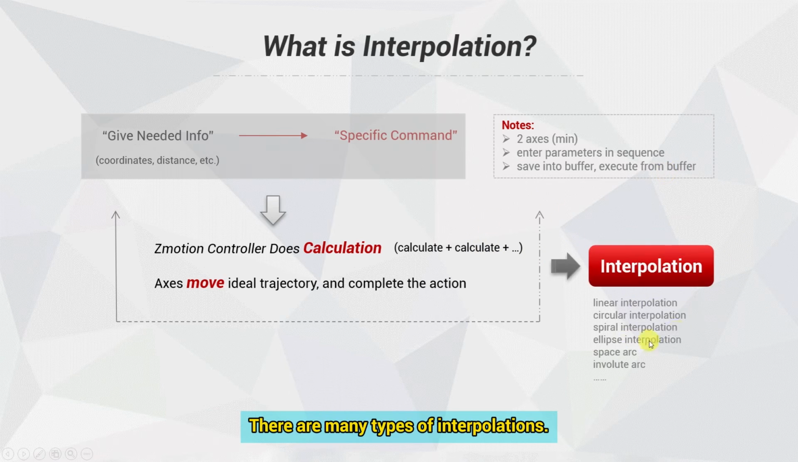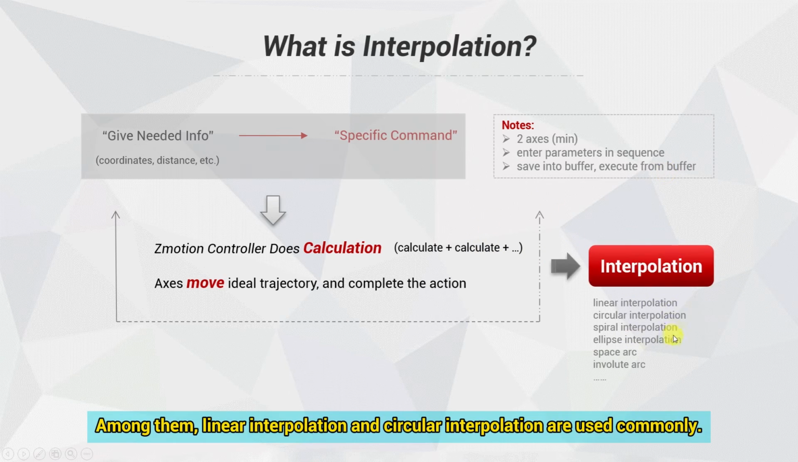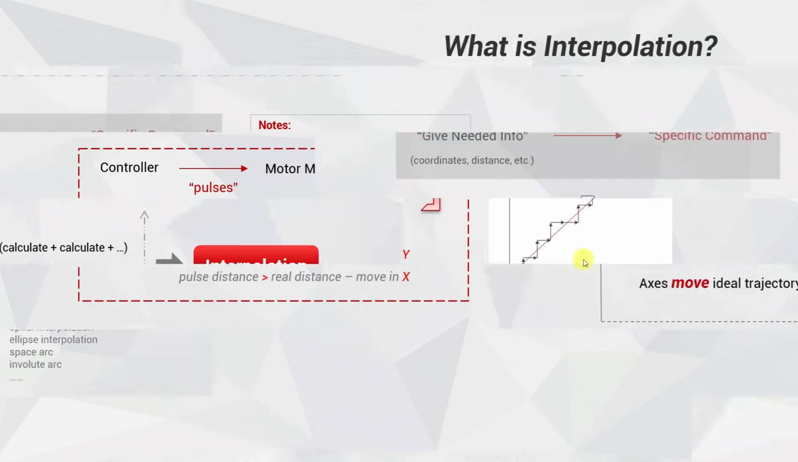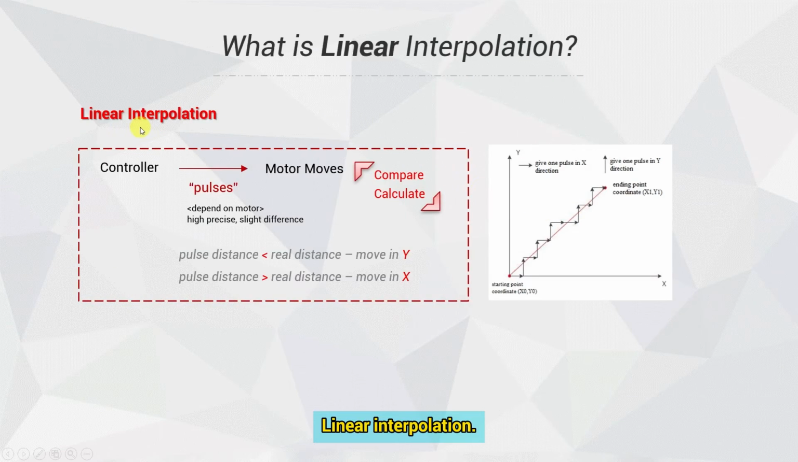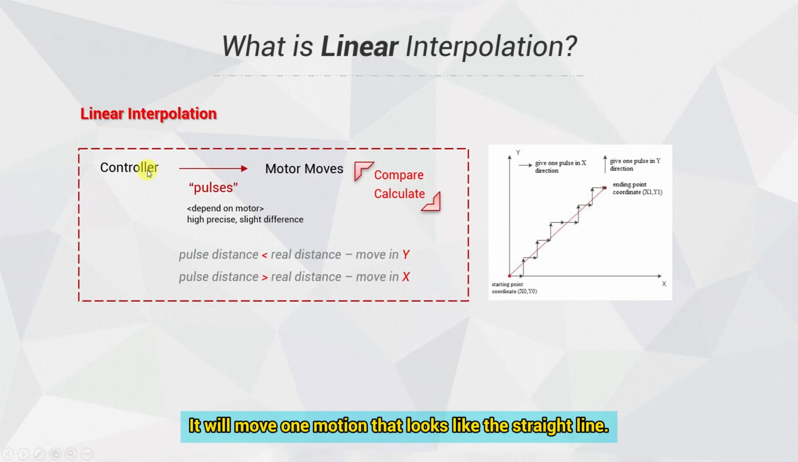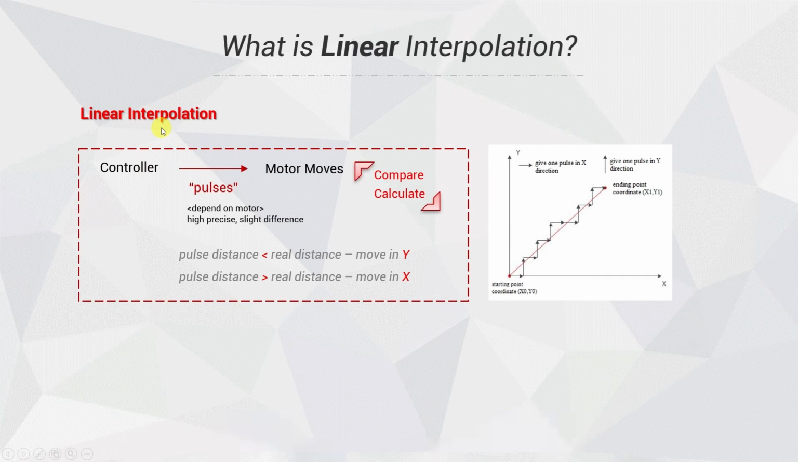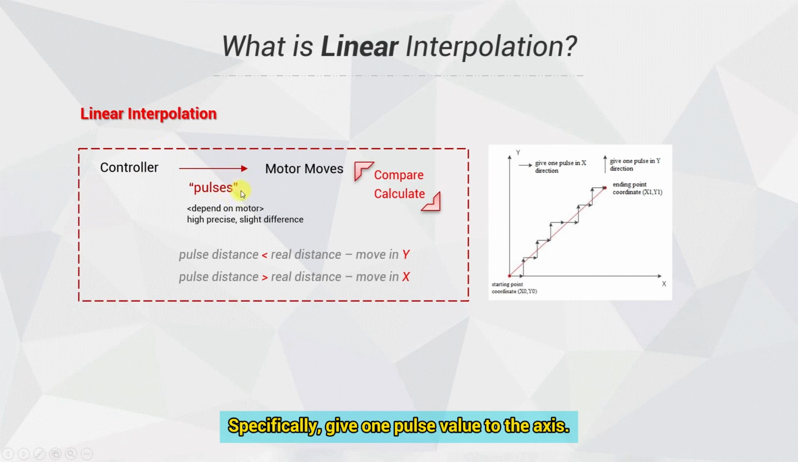There are many types of interpolations. Among them, linear interpolation and circular interpolation are used commonly. Let's see them one by one. Linear interpolation. It will make a motion that looks like a straight line. Specifically, give one pulse value to the axis. Then, the motor will move the corresponding distance. The distance is not general, depending on your motor.